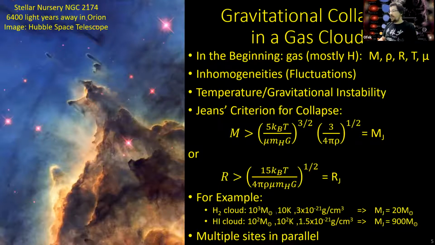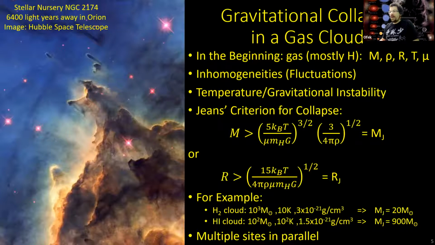If you plug in the temperature and density and assume that it's all molecular hydrogen, you'll get that the Jeans mass threshold is about 20 solar masses. If a typical cloud is 1,000 solar masses, then you understand that this is a very easy threshold to pass. And so you'll have many nucleation sites, and this cloud will actually produce many, many stars in parallel.